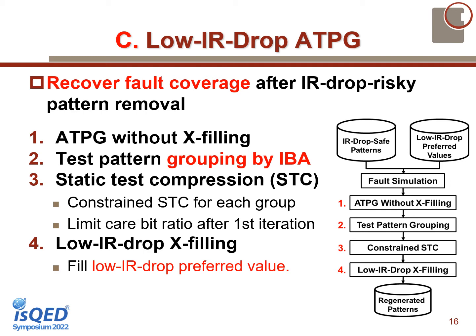First, we perform partially specified ATPG without X-filling by a commercial tool. Then, we separate test patterns into 2 groups by important bit assignments. For example, if the important bit assignment is bit 1 equals 0, patterns with bit 1 equals 0 are one group, and patterns with bit 1 equals 1 or don't care are another group. Next, we perform constrained static test compression for each of the 2 groups. We limit the care bit ratio since the second iteration. Finally, we fill in the low IR drop preferred value as we have computed.